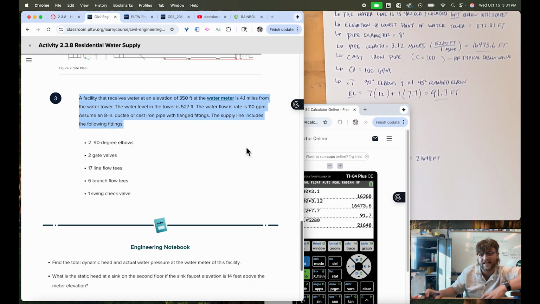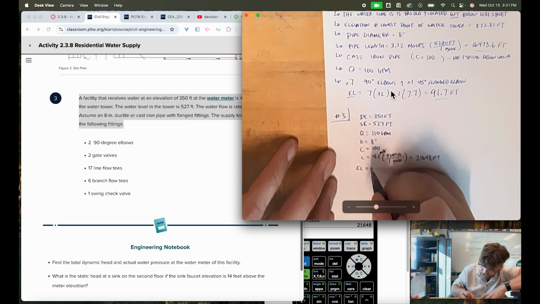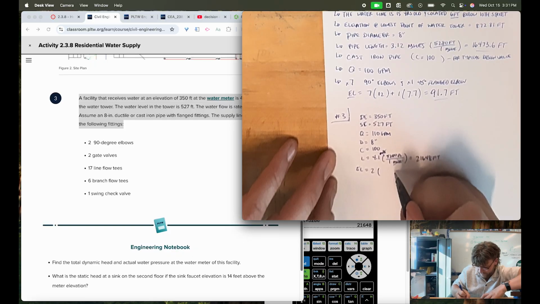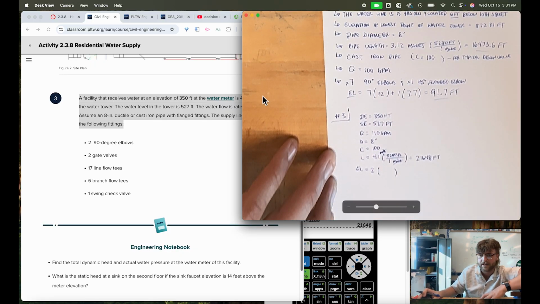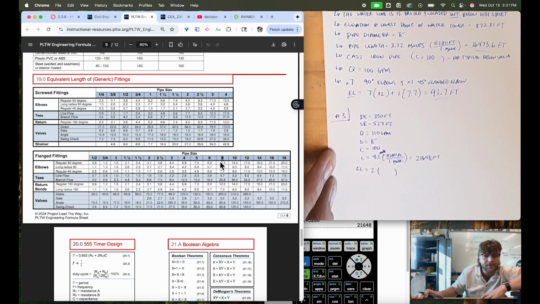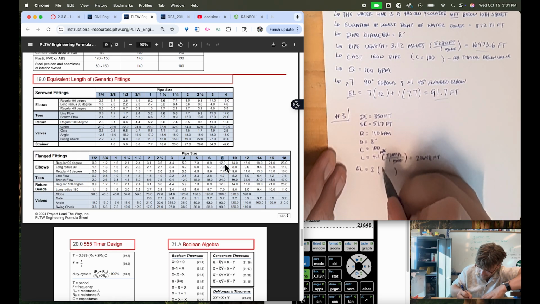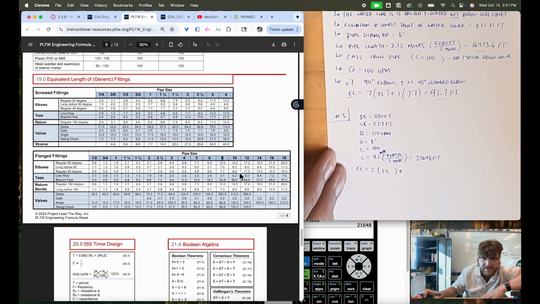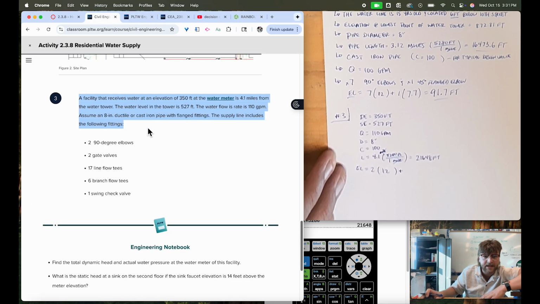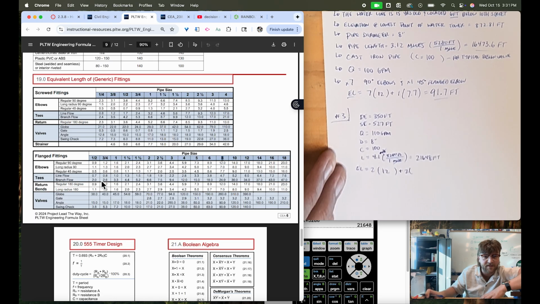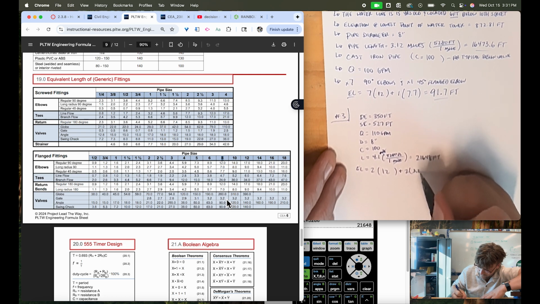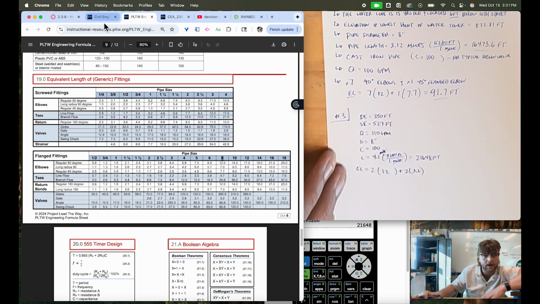Now we've got to calculate the equivalent length. So for the equivalent length we need to find, we have 2 90-degree elbows. Let's do this for the good old 8-inch. Right here we've got 2 90-degree elbows, so that's going to be 2 times 12, plus 2 gate valves, so 2 times the gate valve value. Gate valves right here, and we can see that that's 3.2 feet equivalent length per gate valve.